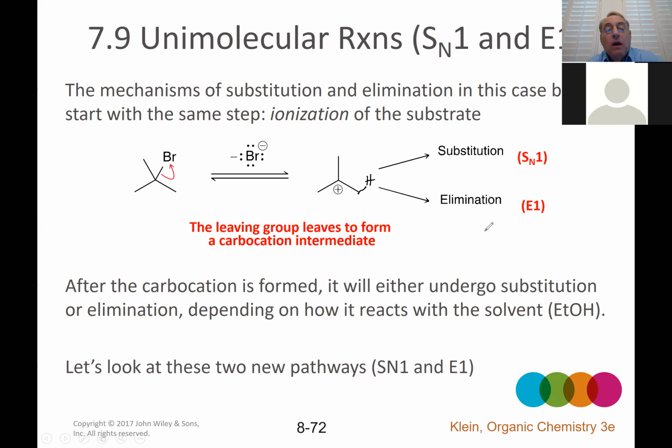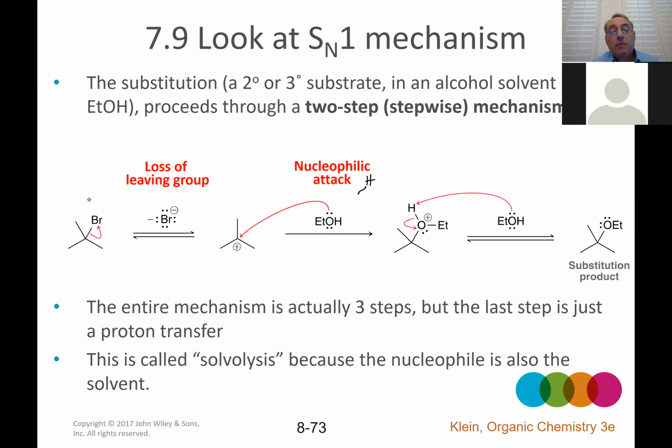So in this reaction, if you ionize to form a carbocation, that can partition to form either substitution or elimination products. You typically get mixtures in these cases. So what I'd like to do is look at the two pathways, SN1 and E1, and I'm going to look at the SN1 pathway first. So the SN1 pathway, this is the details of it.